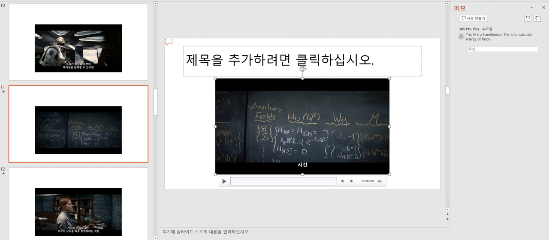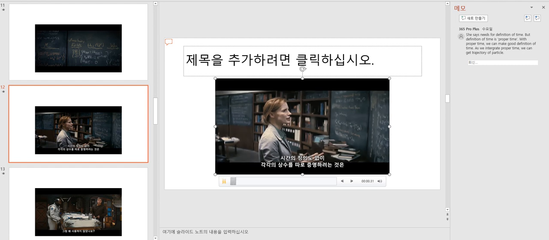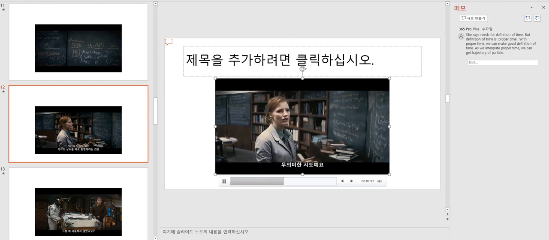In this scene, this H is the Hamiltonian. This is to calculate the energy of fields. Let's see the next scene. Attempt to prove its own proof. It's recursive, it's nonsensical. She says we need a definition of time, but the definition of time is proper time. With proper time, we can make a good definition of time. As we integrate proper time, we can get the trajectory of a particle.